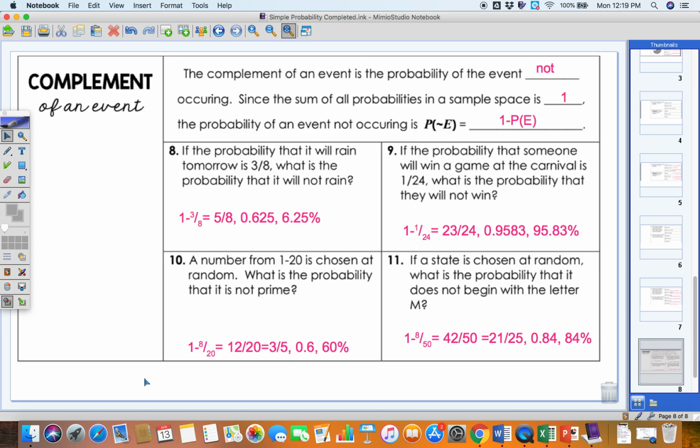And then if a state is chosen at random, what is the probability that it does not begin with the letter M? 8 states begin with the letter M. So if it does not begin with the letter M, that would be 1 minus 8 over 50, which is 42 over 50, which reduces to 21 out of 25.